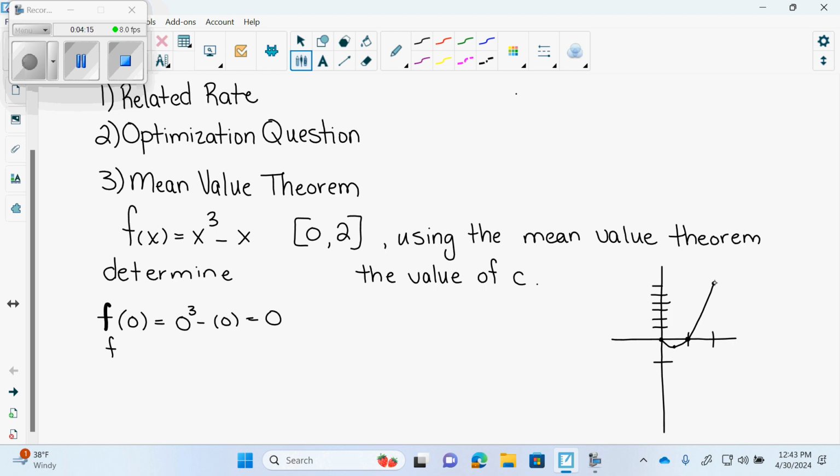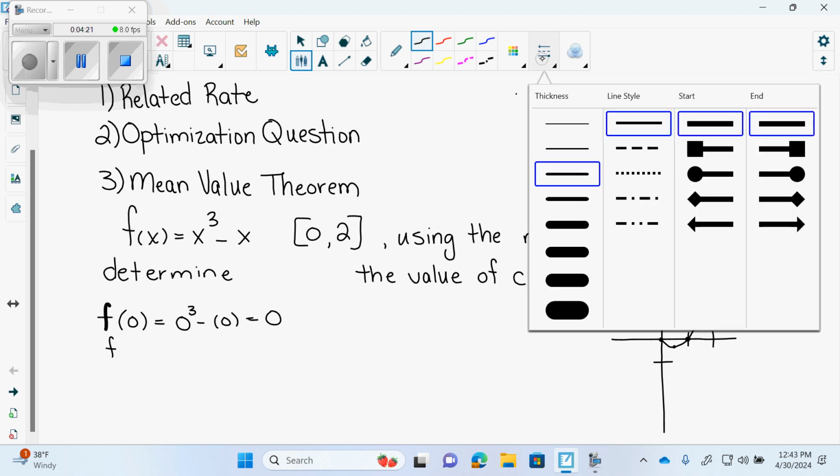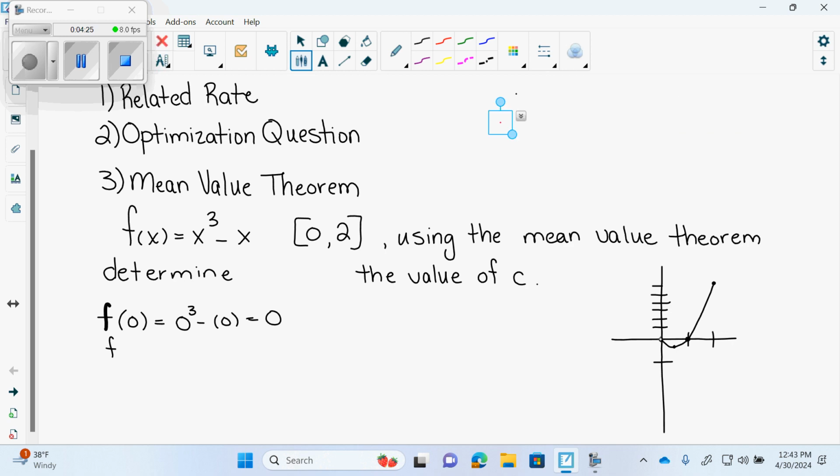The mean value theorem states that there is a c somewhere along here that will result in the same slope as these two connected. So these two connected give me a slope like that, and that's a straight line, correct? We're trying to find the c, some x, where the tangent slope runs at the same value as that line.